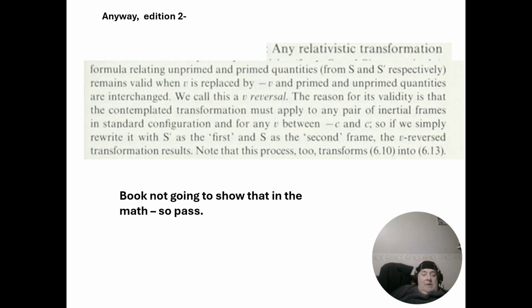And so anyway, the book carries on and says any relativistic transformation formula relating unprimed and primed quantities from S and S prime respectively remains valid when V is replaced by minus V and primed and unprimed quantities are interchanged. We call this a V reversal. The reason for its validity is that the contemplated transformation must apply to any pair of inertial frames in standard configuration and for any V between minus C and C.